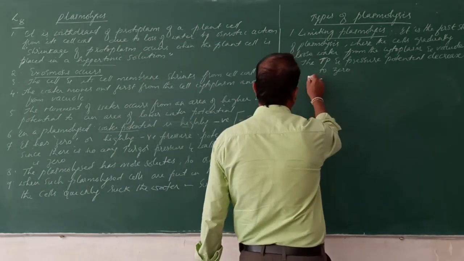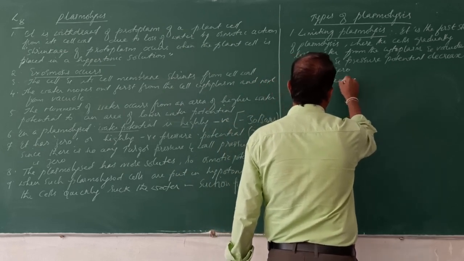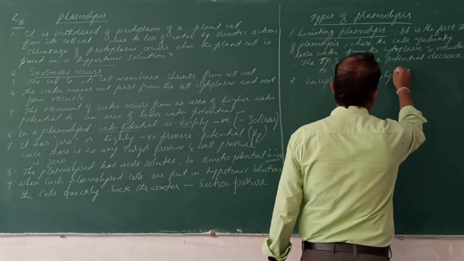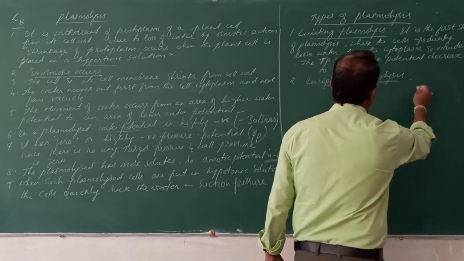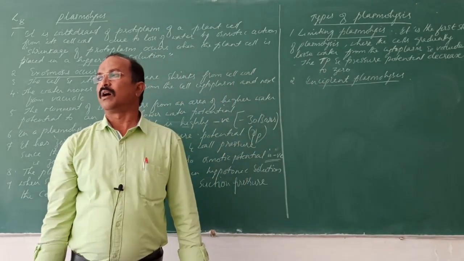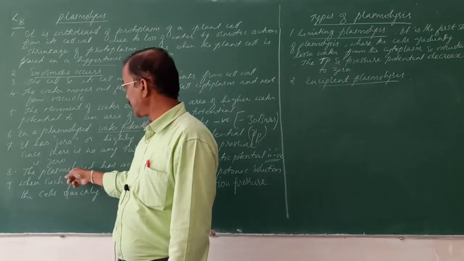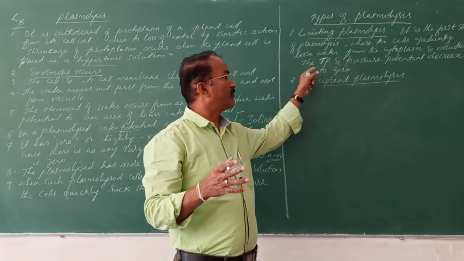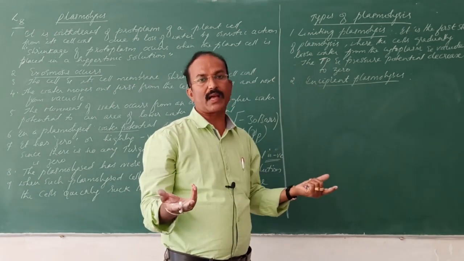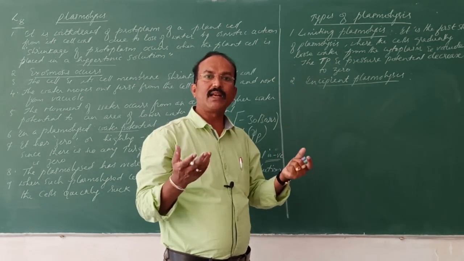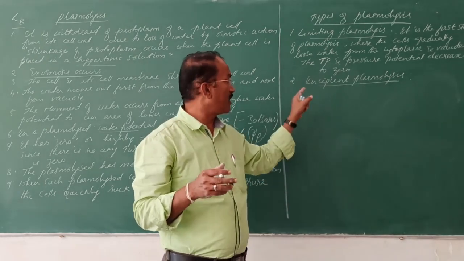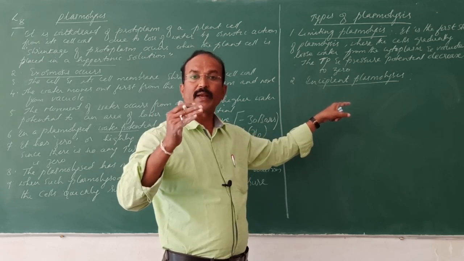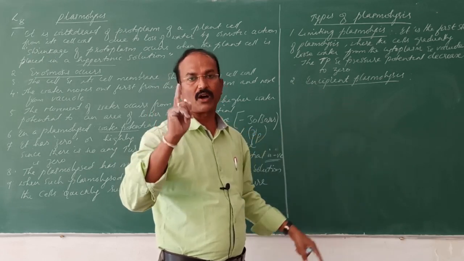Next, incipient plasmolysis. The plasma membrane starts withdrawing from the cell wall at the corners. See what we have seen just now in the diagram, at the corners. In this we cannot see it, but the water will be lost. The cell membrane is still intact with the cell wall, but in incipient plasmolysis we can see the separation of the plasma membrane from the cell wall at the corners.